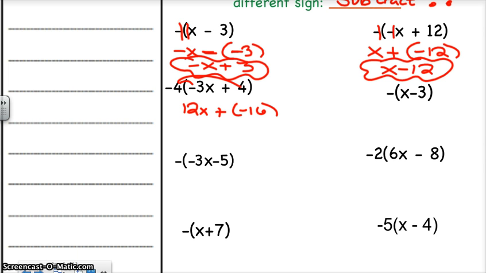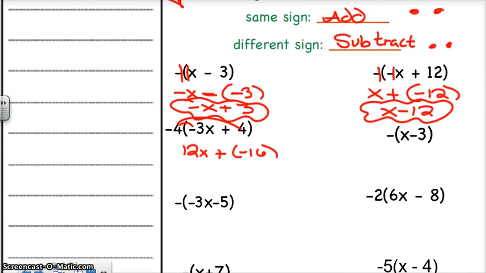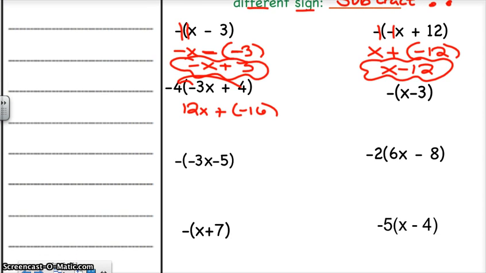I have to abide by that last rule. If I plus a negative, am I adding or subtracting? Subtracting because they're different. And if I feel confused, I can look at my notes. If they're different signs in the middle, it means I subtract. So I rewrite this as 12x minus 16, and I am done. I can't combine them because they are not alike.